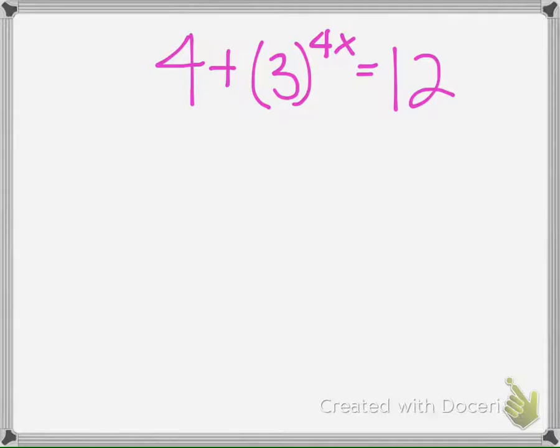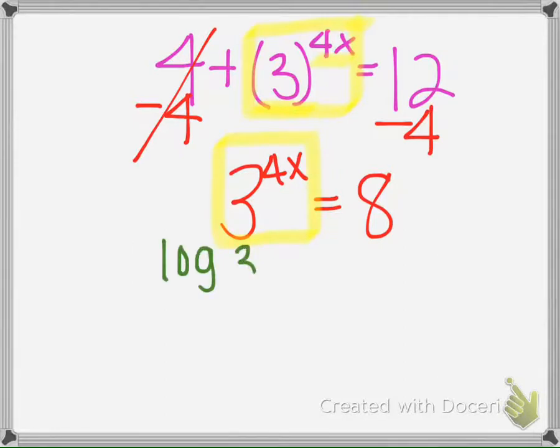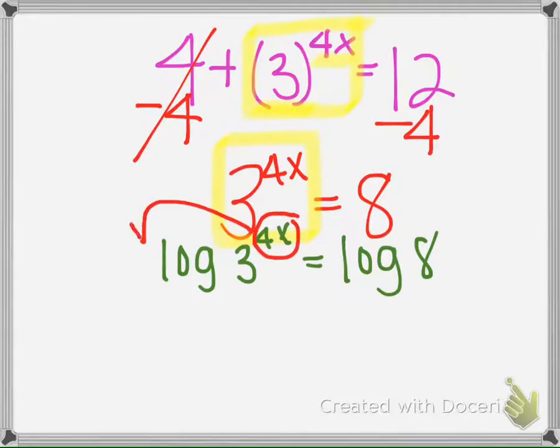Okay, so we want to get the base and the exponent isolated. So since this is 4 plus, we have to get rid of the positive 4 by subtracting 4 from both sides. And now that we have the base and the exponent isolated, we're going to log both sides. And the whole purpose of doing that is because we know a property of logarithms that says we can put this in front, and it mathematically is sound and fine to do that.